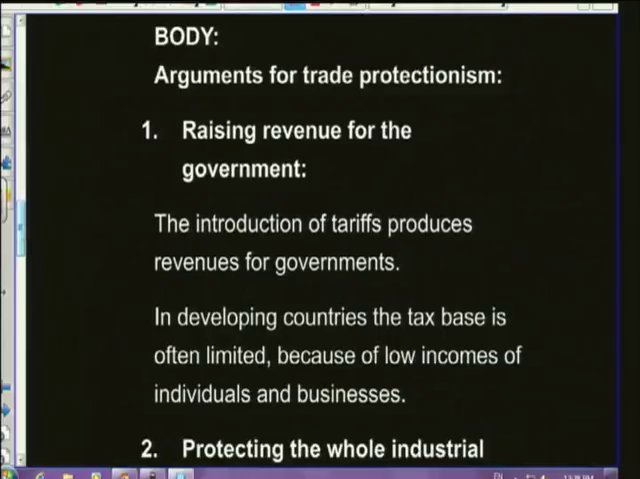Right, then you move on to the body. Remember, the main part wanted you to look at the arguments for and against free trade. If you have to look at both of those aspects, I would take my marks and divide it between the 2 aspects. So if I'm going to look at arguments for trade protectionism, you have roundabout 13 marks to discuss that part of it. If you're going to look at the arguments for free trade, you have roundabout 13 marks to work with on that section.